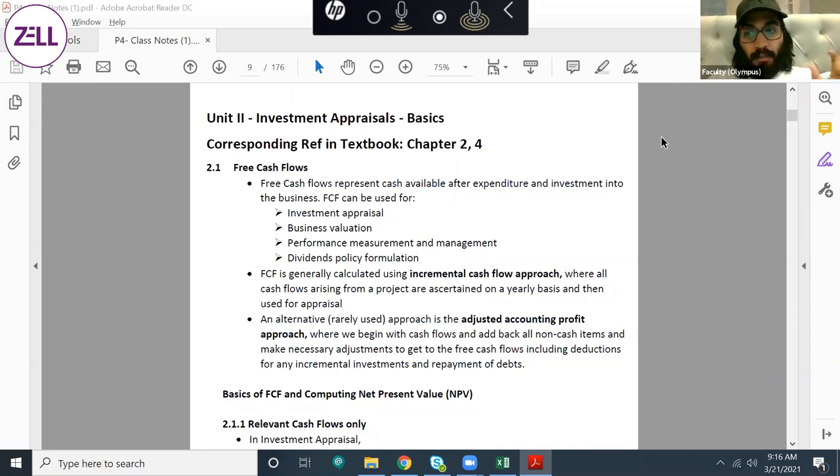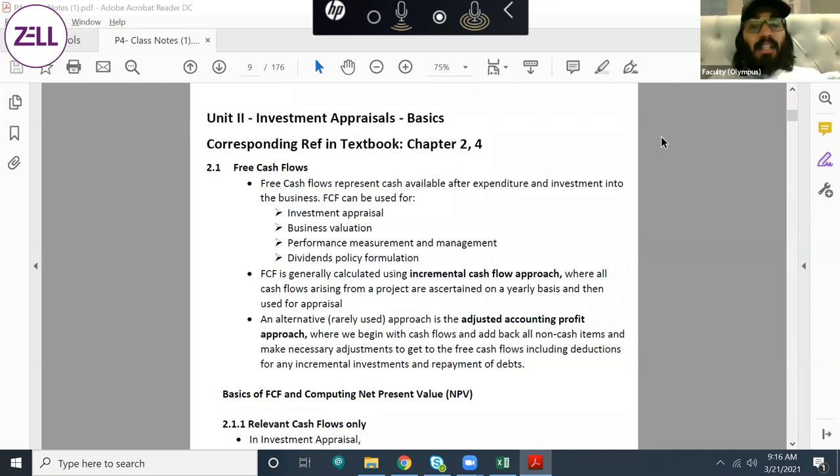If I'm making 100 rupees profit and showing it in my P&L, is that whole 100 rupees my actual cash profit? No. It includes depreciation, deferred income and all those aspects, right? Those are my non-cash items, right?